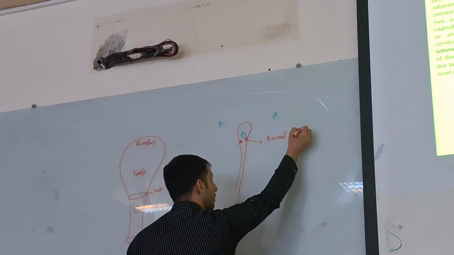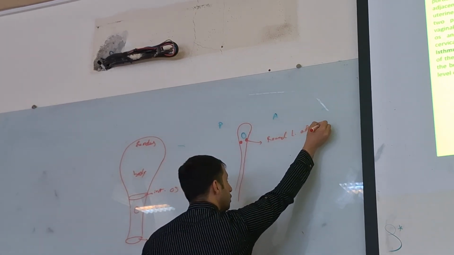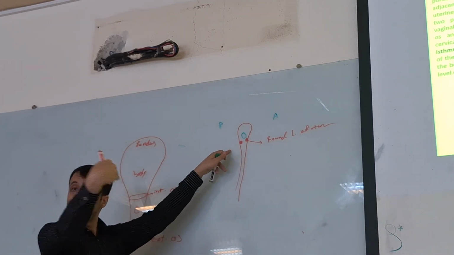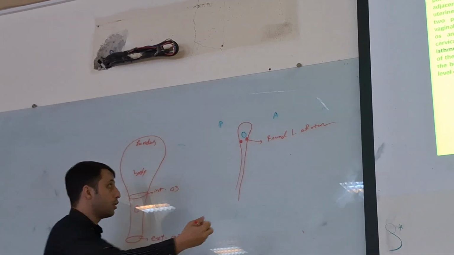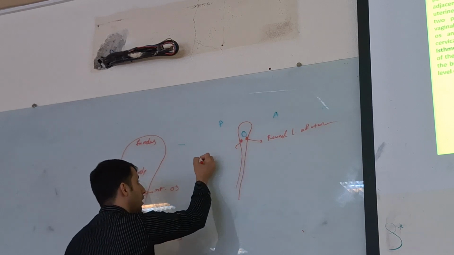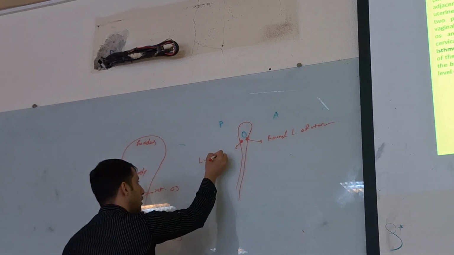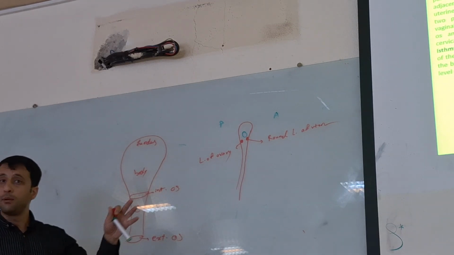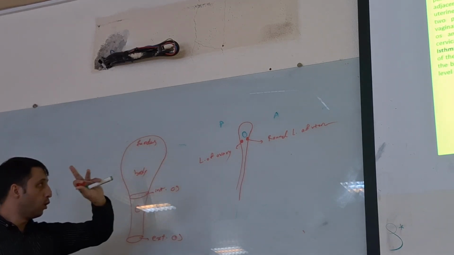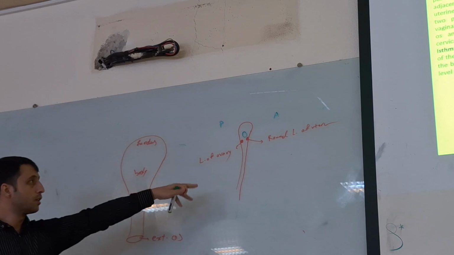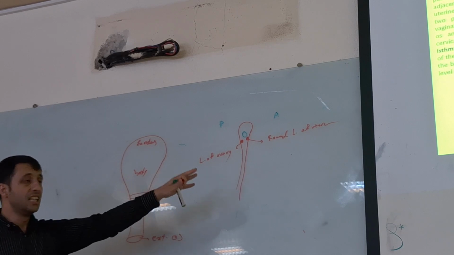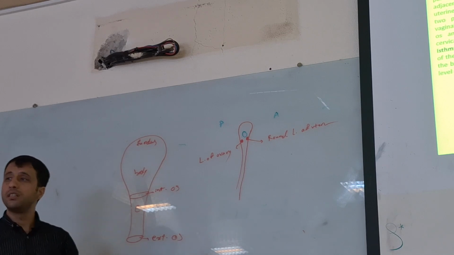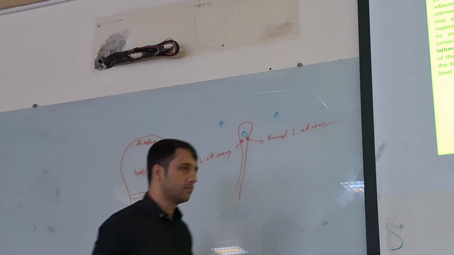round ligament of uterus, and infero-posterior is the site of attachment of ligament of ovary. Okay? Ligament of ovary, uterine tube, round ligament of uterus. These structures are attached to the lateral border of the uterus.